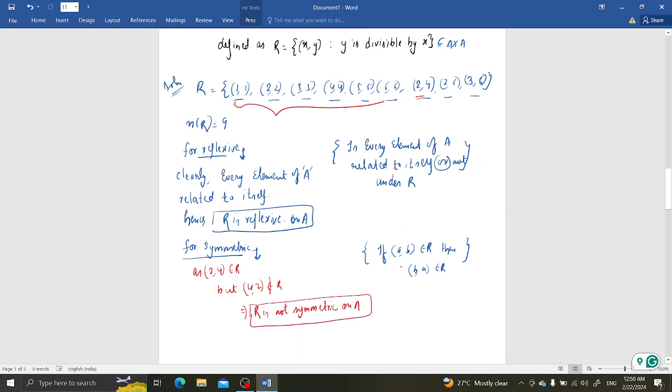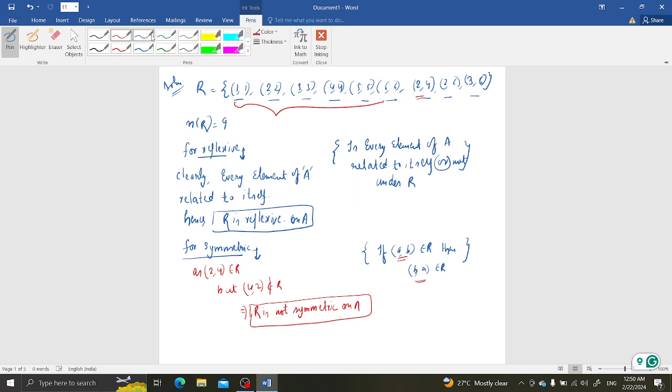So for each ordered pair we need to check: if A comma B belongs to R, B comma A has to be in R. If it satisfies for some ordered pairs and does not satisfy for at least one pair, then we say it is not symmetric. It has to satisfy for each ordered pair which belongs to R. Okay, now for transitivity.